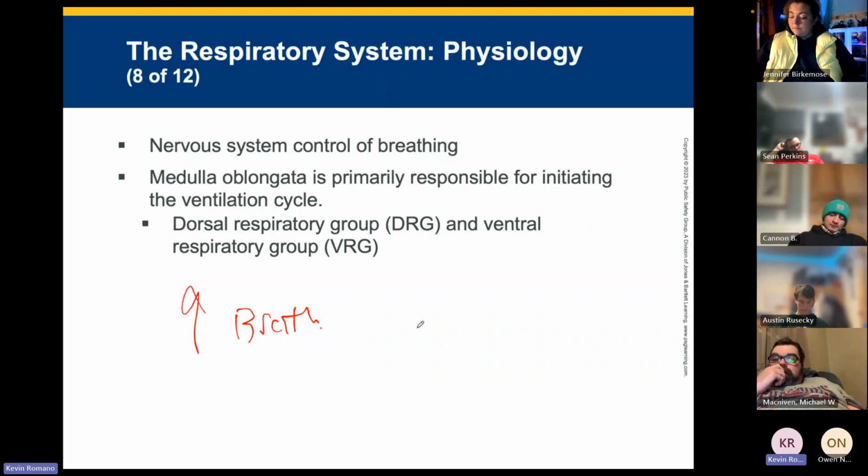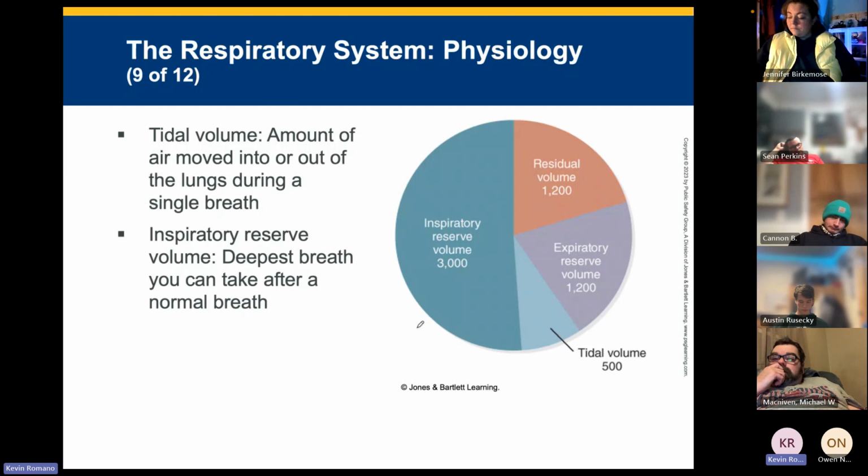All right. Perfect. So as far as lung volumes go, tidal volume is the amount of air that is moved into or out of the lungs during a single breath. Inspiratory reserve volume is the deepest breath you can take after a normal breath. All right. Inspiratory reserve volume, 3,000. Residual volume, 1,200. Expiratory reserve volume, 1,200. Tidal volume, 500.